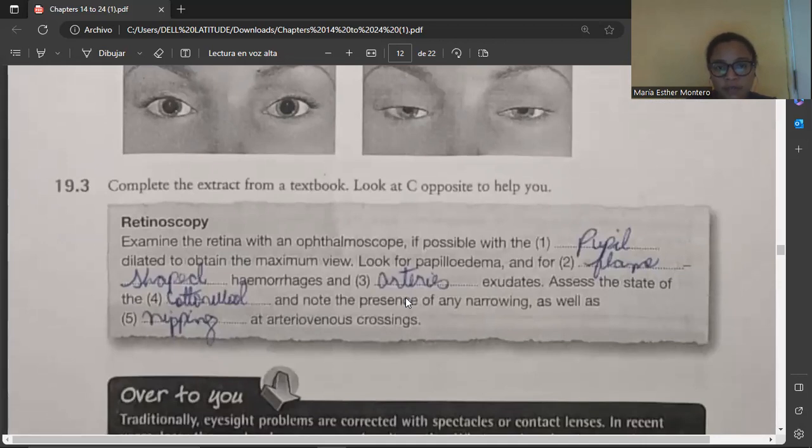19.3. Complete the extract from a textbook. Look at the opposite page to help you. Retinoscopy. Examine the retina with an ophthalmoscope, if possible with the pupils dilated to attain the maximum view. Look for papilledema and for flame-shaped hemorrhages and exudates. Assess the state of the arteries, and note the presence of any narrowing as well as nipping at arteriovenous crossings.